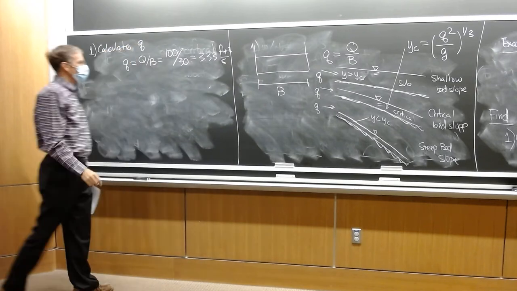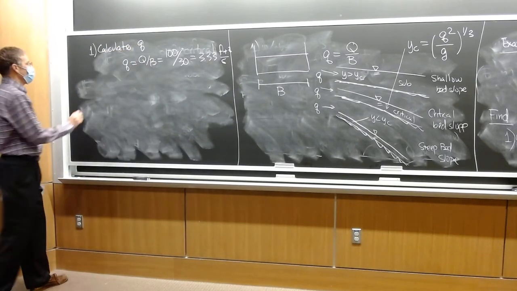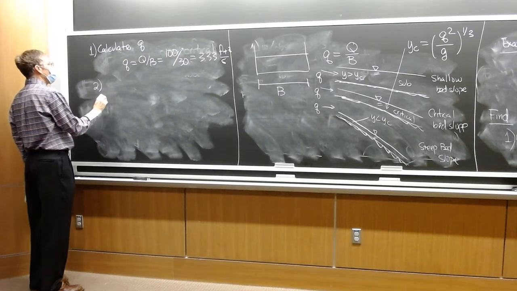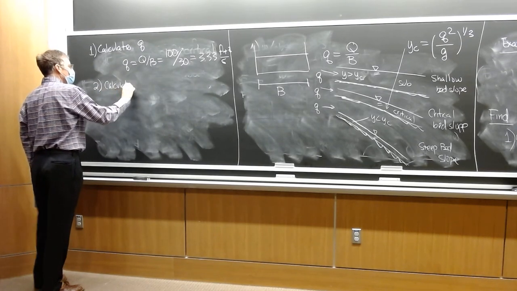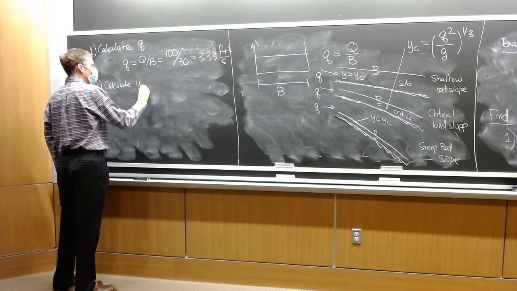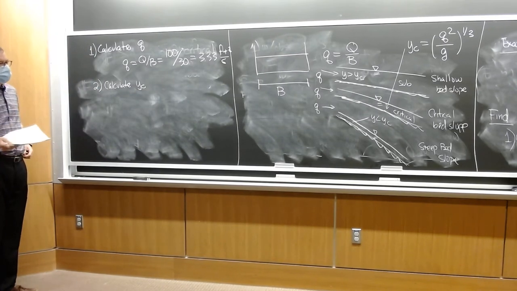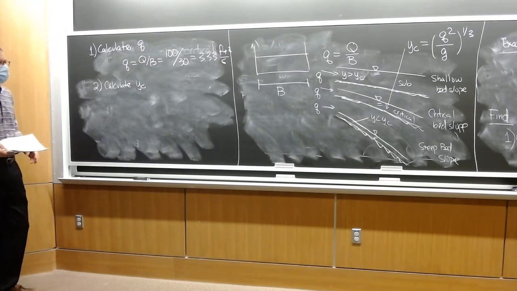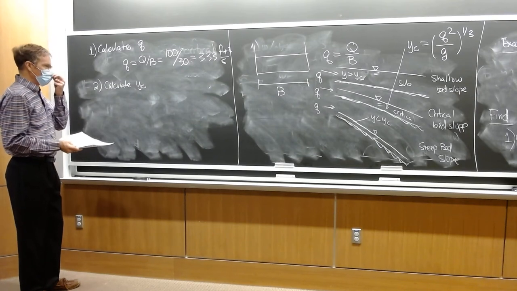So there's our flow per unit width. And next, now that we know that, we can calculate the critical depth, that is the depth in this particular channel with this particular flow rate that gives critical flow, that is a Froude number of 1.